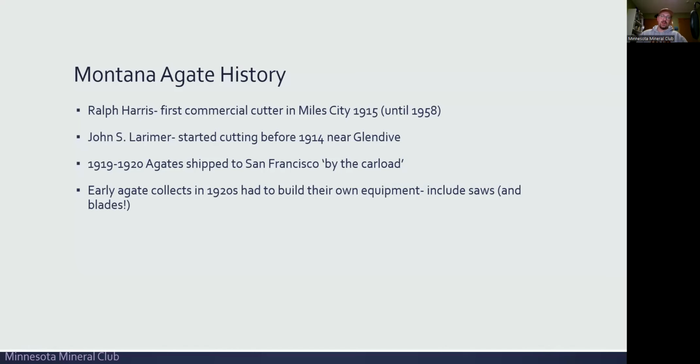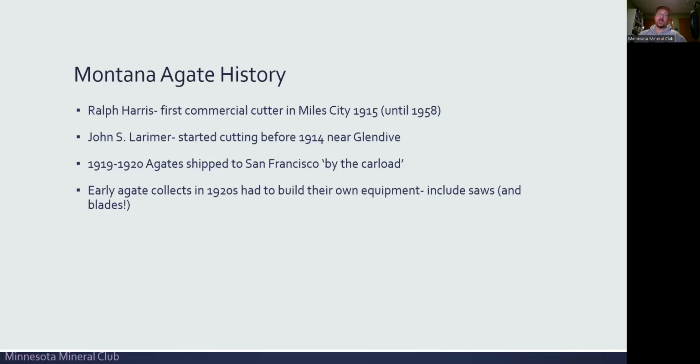So now that we've got the mineral importance of Montana agates figured out, the history of this then began with Ralph Harris, who was known as the first commercial cutter. He was in Miles City in about 1915, and he actually operated until about 1958. There was also someone slightly earlier, believed to be John S. Larimore, who started cutting agates in 1914 near Glendive. This expansion of Montana agates and cutting actually led to agates being shipped to San Francisco in 1919, 1920.